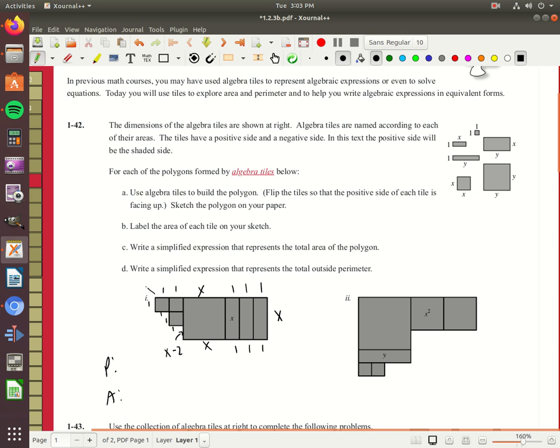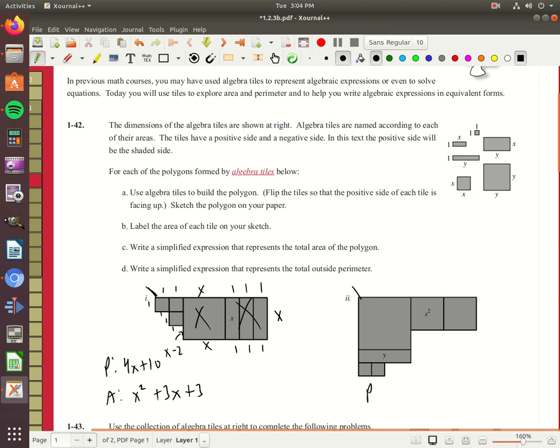Now, if I have the perimeter, again, I'm starting here. So I'll count my x's. I have 1, 2, 3, 4 x's. And then my 1's, I have 1, 2, 3, 4, 5, 6, 7, 8. Minus 2 is 6, 7, 8, 9, 10. So I get 4x plus 10. My area, pretty simple. I have 1x squared. I have 1, 2, 3 x's. And I have 1, 2, 3 1's.